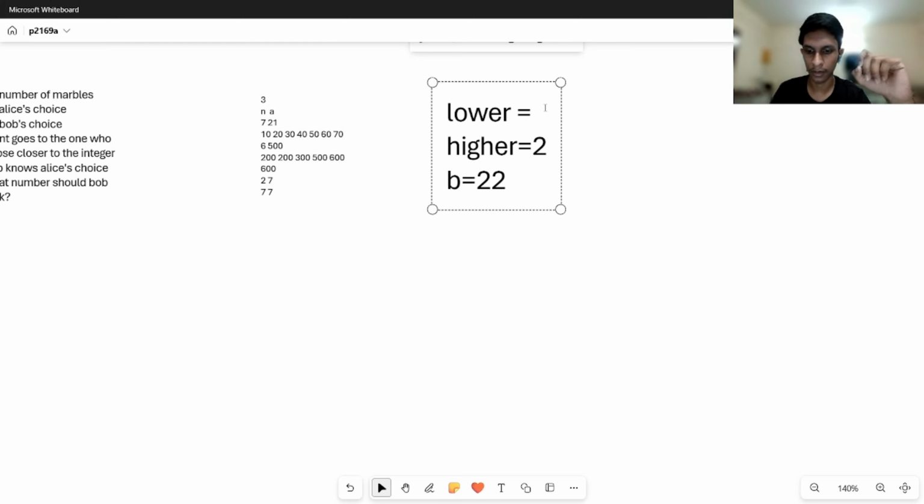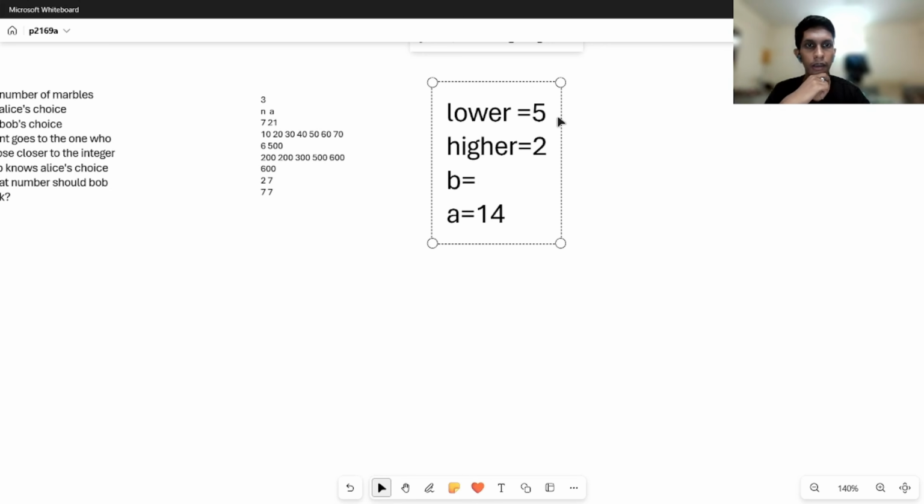The lower count is greater than the higher count. And let's say Alice's choice is somewhere around 40 and the lower count is greater than the higher count. So let's actually take a test case. 1, 2, 3, 4.